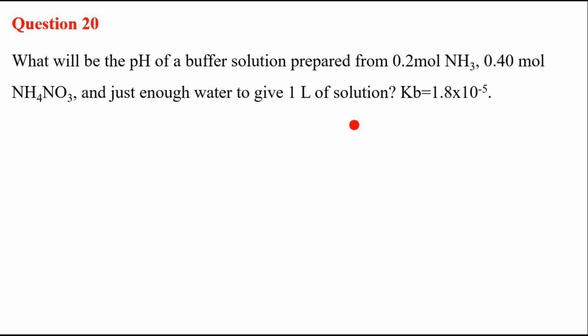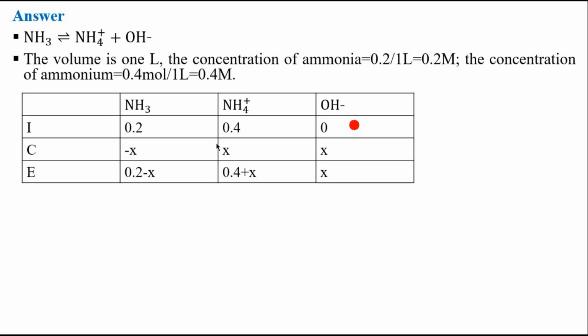Now we are moving to question 20. Question 20 says: what will be the pH of a buffer solution prepared from 0.2 molar ammonia and 0.4 molar ammonium, and just enough water to give 1 liter of solution? This is a buffer solution system. We use the ICE table to solve for X dissociated. So we have 0.2 molar, 0.2 molar, 0.4 molar, then we solve for X.